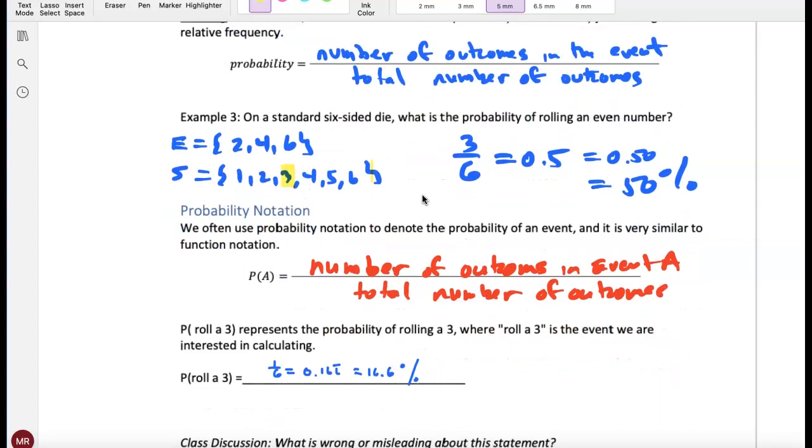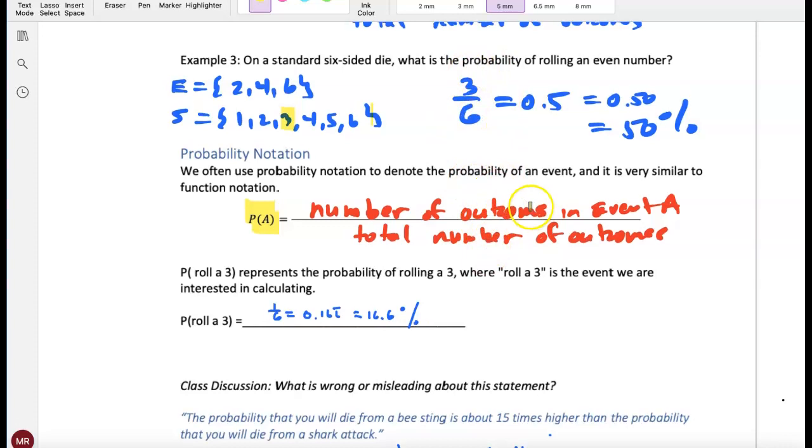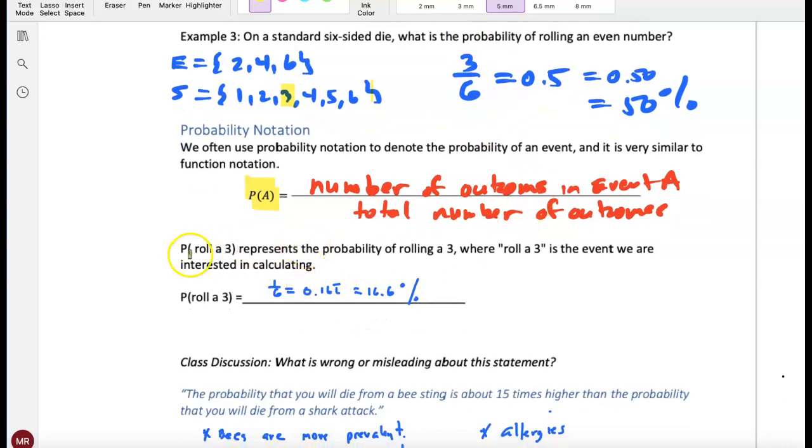Now, there's a language we have to use when talking about probabilities, this capital P of A that you see here. To calculate that, you'll see it in the fractions: the number of outcomes of event A divided by the total number of outcomes in our sample space. So that's where you get that 3 out of 6 on top. In this example, what's the probability of rolling a 3 on that die again? That's 1 out of 6.